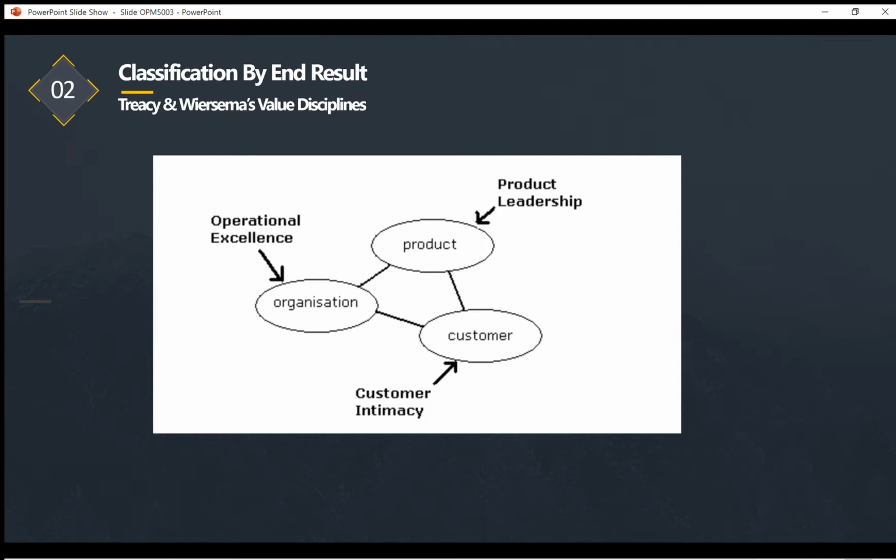The theories about value disciplines focus on organizations' activities on a particular area and excel at it, rather than trying to be all things to all people and failing to excel at anything. The three focuses are customer intimacy, product leadership, and operational excellence.